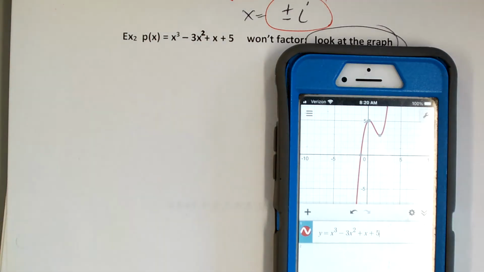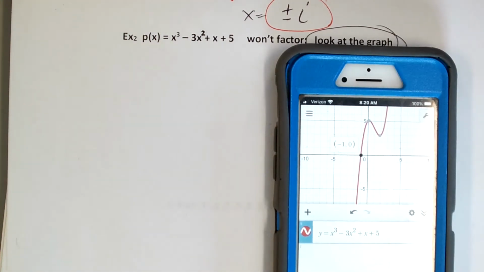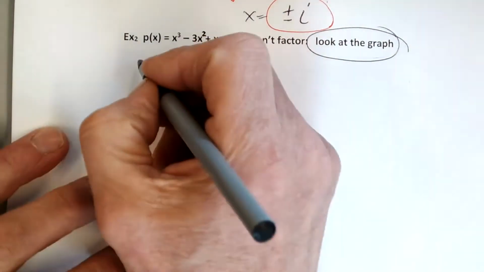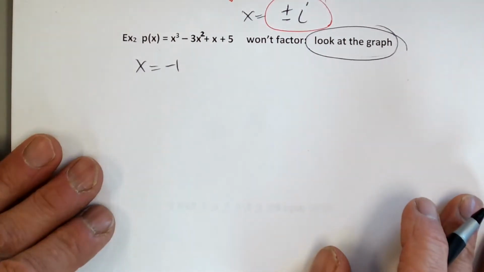So now, what I have is I know for sure 1 answer. Let me tap on it. Okay, I know 1 answer is -1. That's one of my zeros. So right off the bat, I can say x equals -1. Okay? So how to get the other 2?